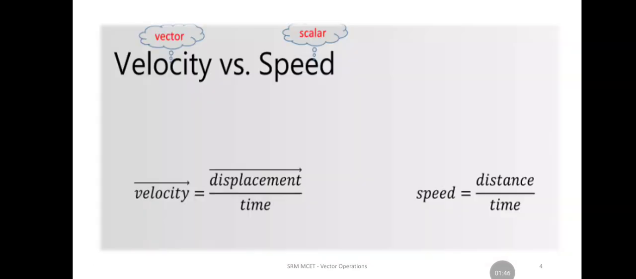So this is an example to define two different quantities, that is vector as well as scalar. Velocity is a vector quantity and speed is a scalar quantity. Velocity, as we know, is the ratio of distance by time, and speed is also distance by time, whereas velocity will define the direction, while in speed no direction is mentioned, so it is a scalar, and a vector will define the direction in terms of velocity.